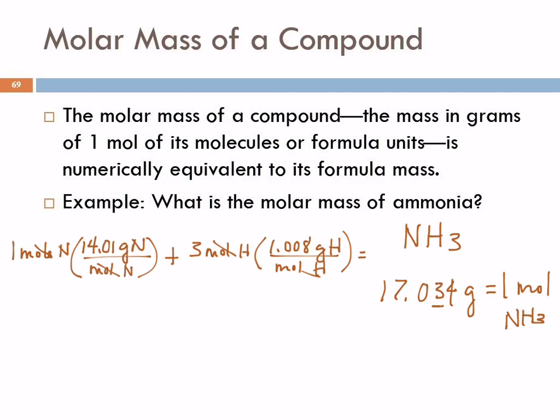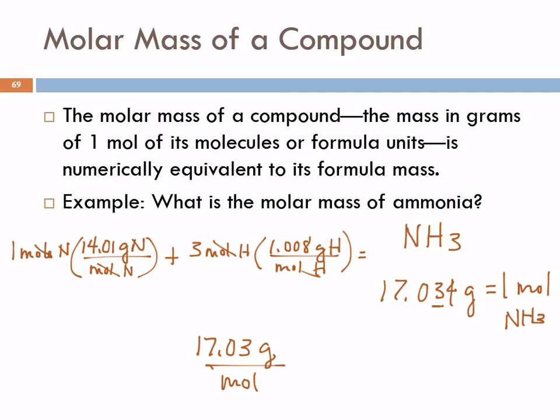And so sometimes you'll see molar masses written per mole, so 17.03 grams per mole. That looks like a conversion factor, doesn't it? Any questions?